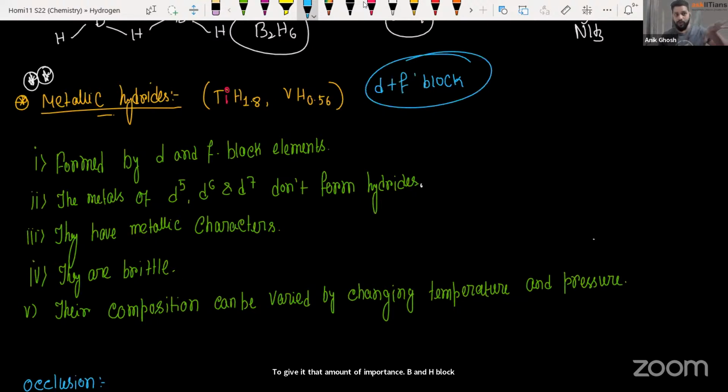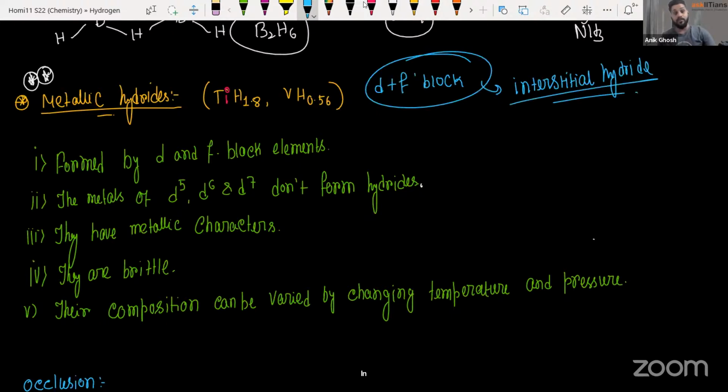In there you are also going to learn about metallic hydrides, but in the D and F block you are going to learn them as interstitial hydrides. This is the name by which you are going to learn that in grade 12. Okay, so I want your attention now.